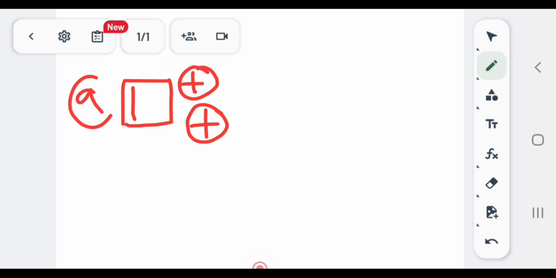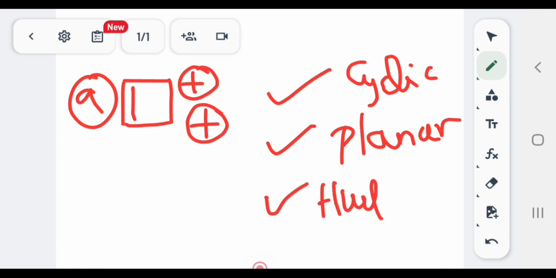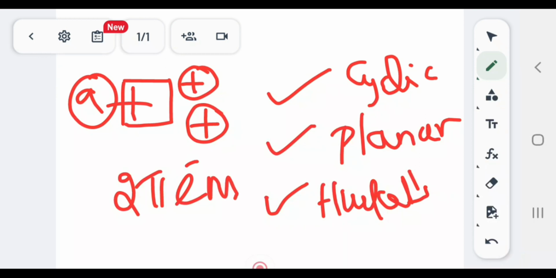Okay, for the first, this is the first compound. In this compound, this is cyclic, okay? The first condition is cyclic. Yes, it is cyclic. Then the second condition, it should be planar, right? All the carbon atoms are sp2 hybridized. So, this is planar. Then, of course, next rule is Huckel's rule. Here we have 2 pi electrons, right? Only one bond, so it is 2 pi electrons. Hence, this compound is an aromatic compound, okay? I hope you understood this concept clearly.